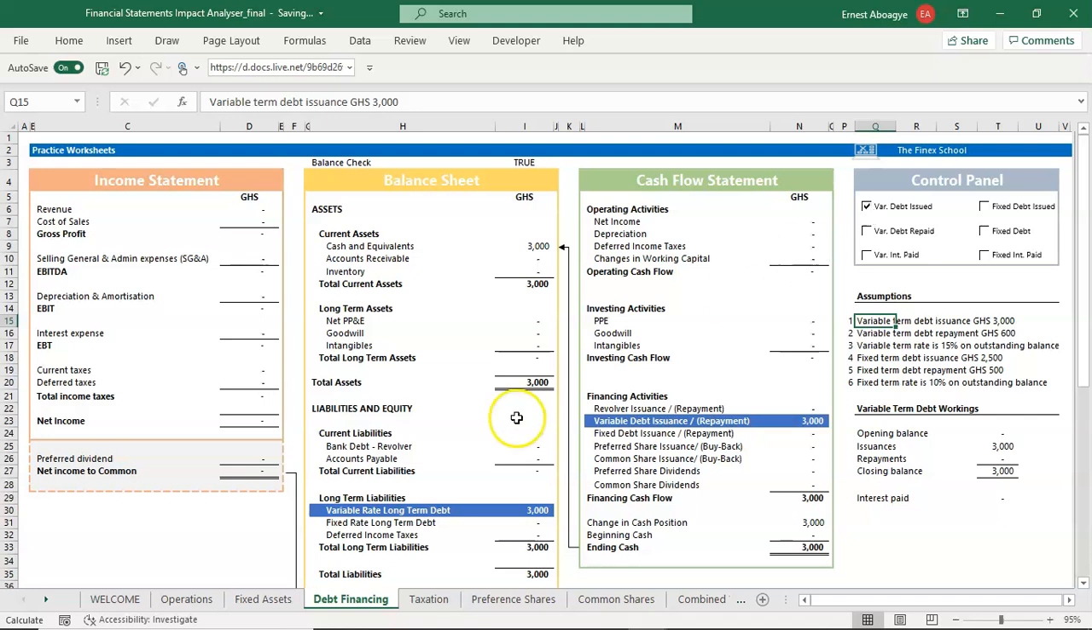Then again, you will see that we have taken on debt, so it means we have gone for a loan or a variable debt of 3,000. So it's a cash inflow, so we have gotten some money. And when we come here, you see that now our cash balance is 3,000, feeding back to the cash here, 3,000. And now because we have taken on a loan, our variable rate long-term debt has also increased by 3,000.